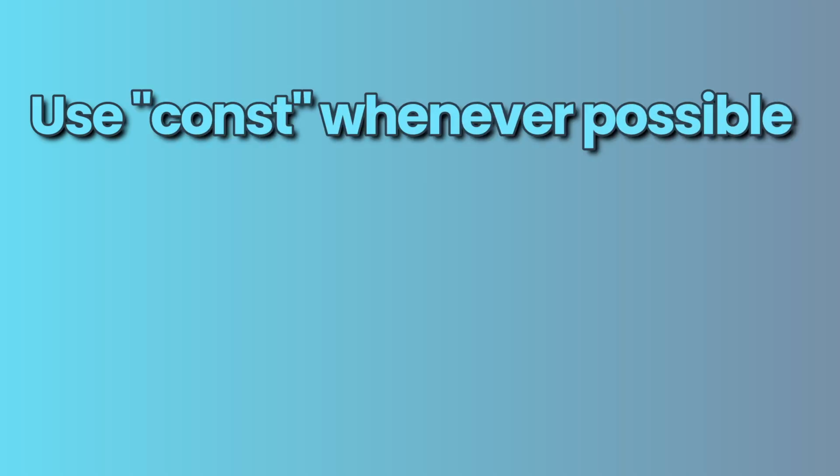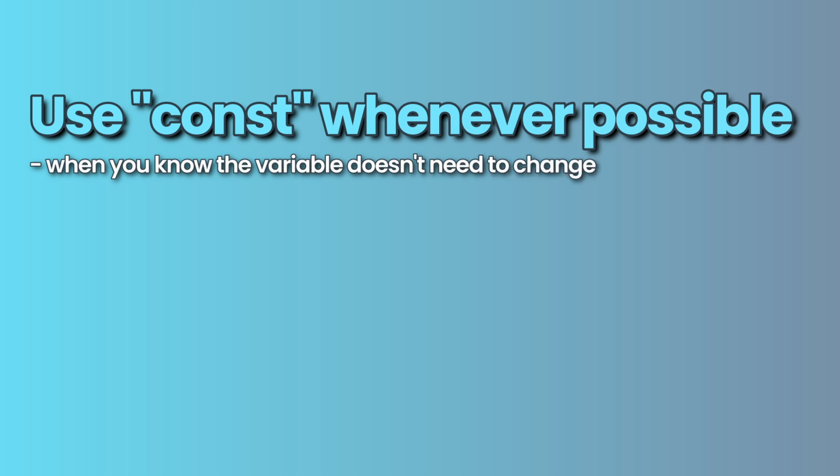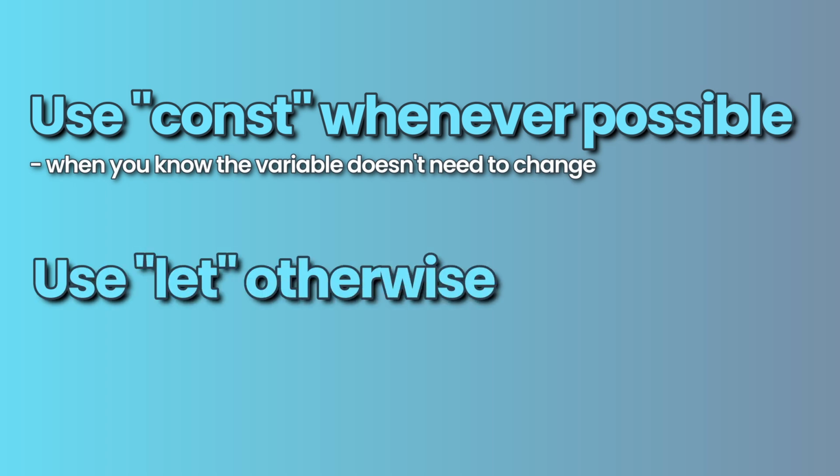It's that simple. The rule of thumb these days is to use const by default for anything that you don't plan on changing. This stops you from accidentally overriding your variable's values. If you know a variable needs to be reassigned, like a counter, use let. Just don't use var, ever.